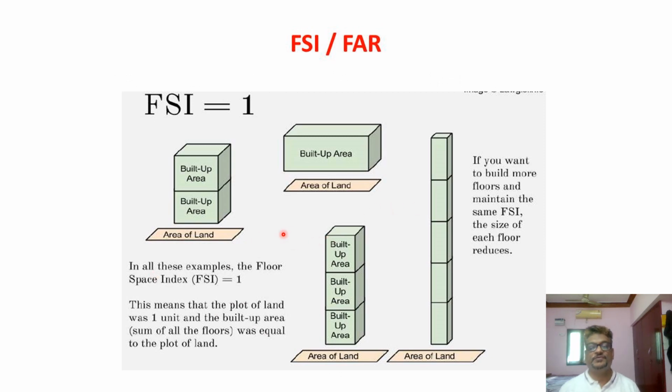This is another illustration of FSI in different floors. Suppose we assume FSI is 1, and then you have 2 floors built here. Which means that when FSI is 1, the total built up area in these 2 floors will be equal to the area of the land. So this means that the plot of land was 1 unit and the built up area, the sum of all floors, was equal to the plot of land. Now again the same FSI is achieved in one floor, it is achieved in 3 floors, and this is achieved in 5 floors. So what it states is, if you want to build more floors and maintain the same FSI, the size of each floor reduces. So that is the basics.